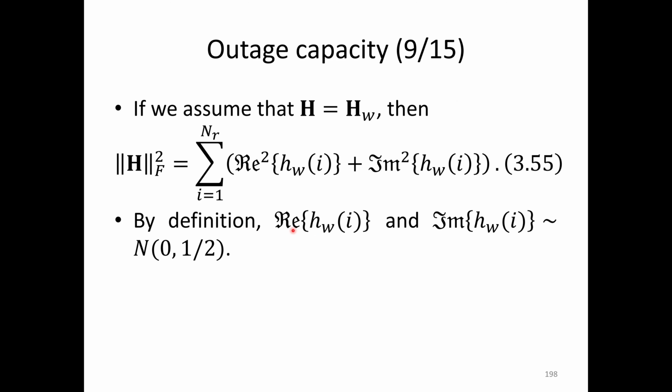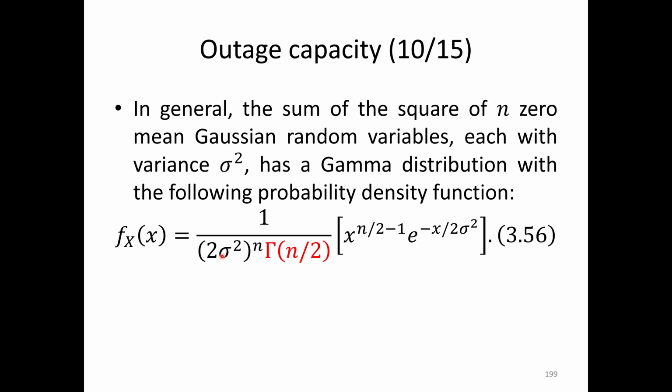By definition, the real part of HW of i and the imaginary part of HW of i are normal distributed random variables with zero mean and variance 1 over 2. In general, the sum of the squares of n zero mean Gaussian random variables, each with variance sigma squared, has a gamma distribution with the following probability density function. f X of x is equal to 1 over (2 sigma squared) to the power of n times gamma of n over 2. What is gamma of n over 2? Now let us see the handout.